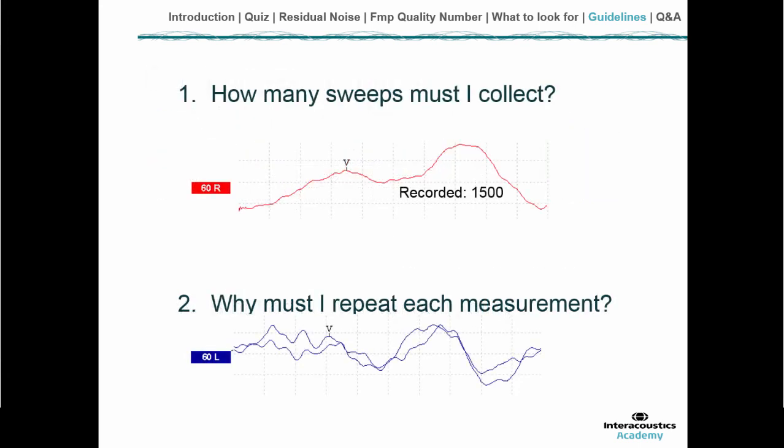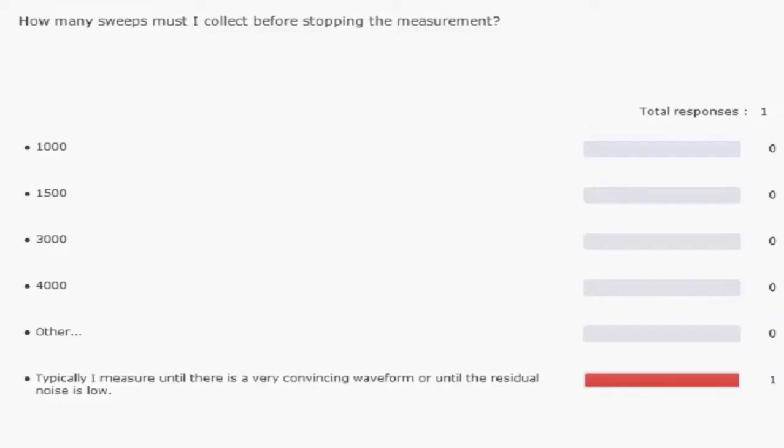I think that I have said what I wanted to say. Maybe some of you have picked up some new information, and I would like to go back to our poll question. How many sweeps must I collect before stopping the measurement? Oh, very interesting. We have an additional possibility. I don't want to force you to all select the new answer that became available. You're very welcome to pick one of the other answers, and we can discuss why you think the other answers are correct.